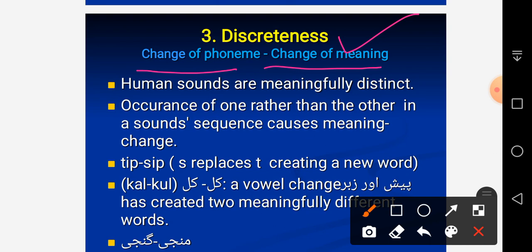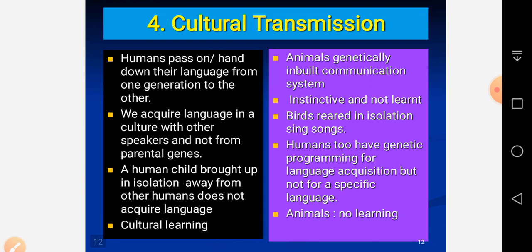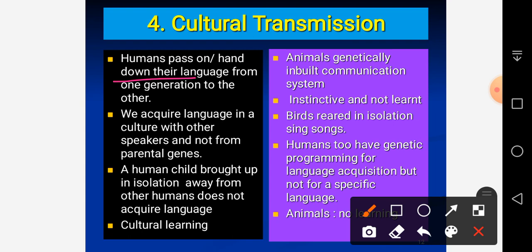Now, last, because in the next video lecture I'll cover other features. So here is cultural transmission. Very interesting, humans pass on or hand down their language from one generation to the other. Okay, so we may inherit brown eyes from our parents. Okay, that is parental genes. They may get transferred to us. We may inherit black hair, or our physique.